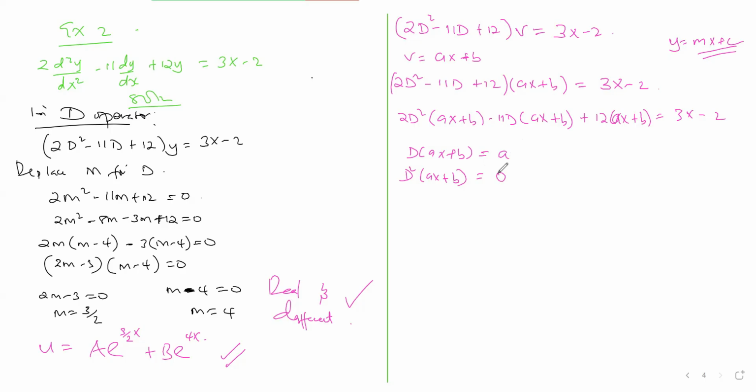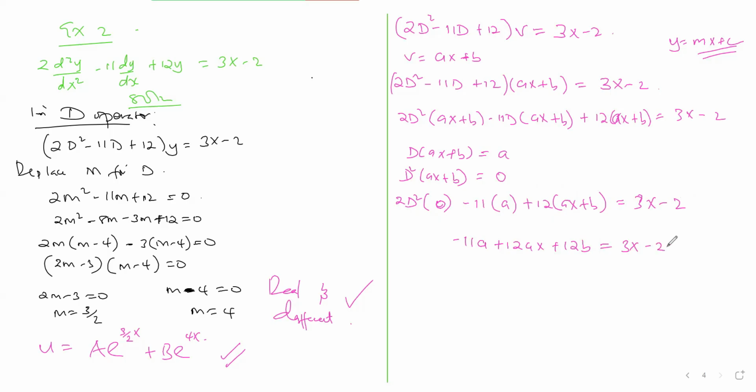Now, that means where we have the second derivative here, let me just rewrite it: d squared, so we'll have 0 here. Then minus 11, what do we have at the first derivative? A. Then plus 12ax plus b equals 3x minus 2. So the whole of this is 0. So you remain with what? Negative 11a. We can open this bracket now. Plus 12ax. Then plus 12b equals 3x minus 2.